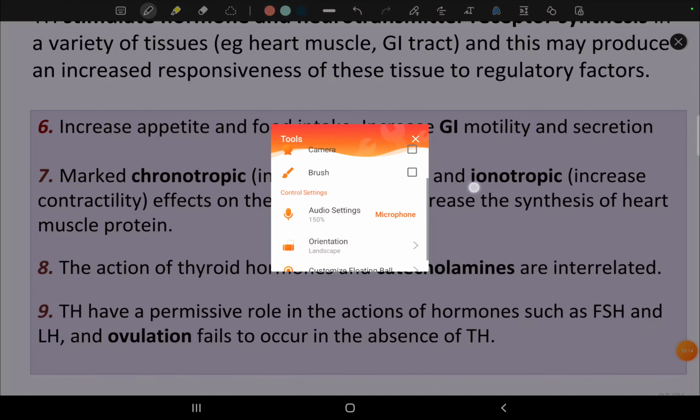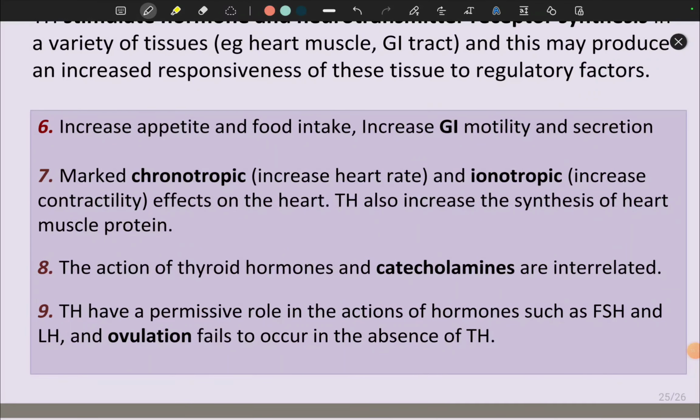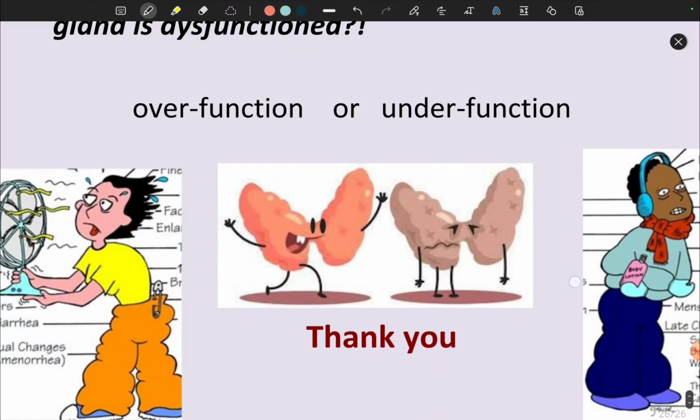For example, ovulation in the female depends on FSH and LH, and their function needs thyroid hormone. So if there is no thyroid hormone, there is no ovulation. Although this is not a direct function of thyroid hormone, it is the permissive action of thyroid hormone on the reproductive hormone. That's why thyroid abnormality could cause menstrual disturbance and infertility also.